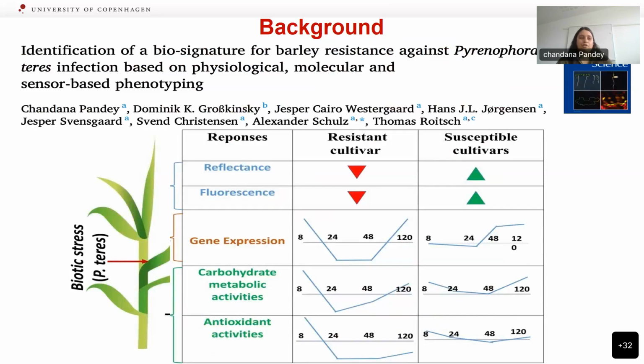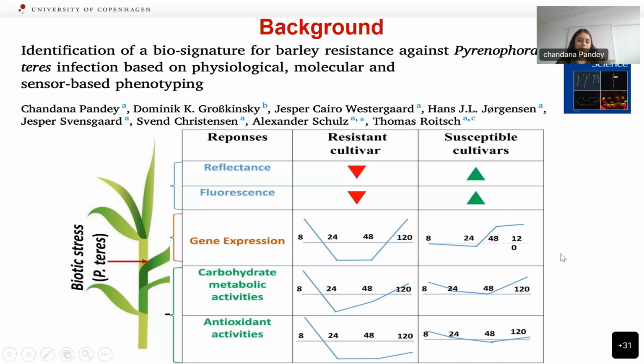For Pyrenophora teres, we have already published this data, and in this work we used 4 different barley cultivars. These barley cultivars were tested against Pyrenophora teres for reflectance, fluorescence, and also physiological parameters, carbohydrate metabolism, antioxidant metabolism. All the enzymes which were very interesting, we tested for gene expression analysis.